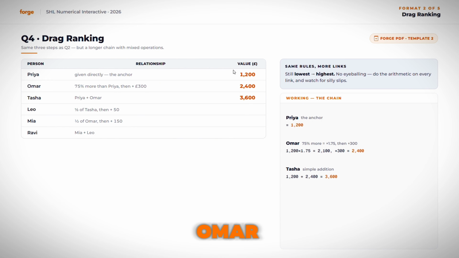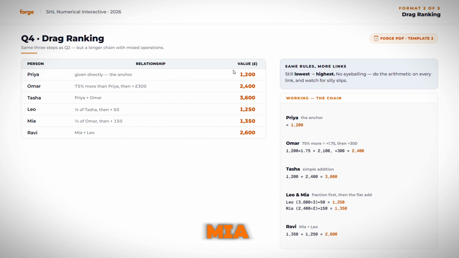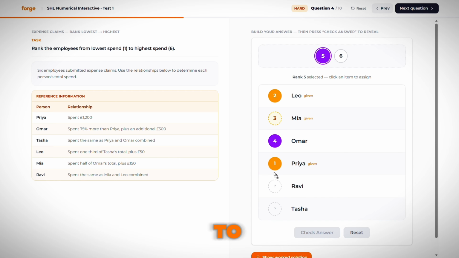Tasha's Priya plus Omar is 3,600. Leo, a third of Tasha, plus 50, 1,250. Now Mia is half of Omar plus 150, you get 1,350. Ravi is Mia plus Leo, 2,600. Now all you have to do is sort it from lowest to highest.